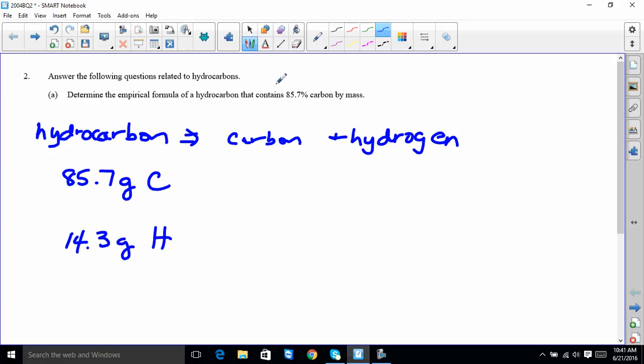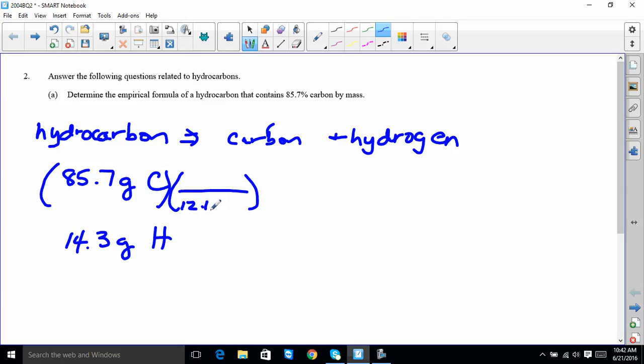The chemical formula does not change based on the sample size. And so when you're doing an empirical formula problem, the reason you can go from percent to grams is that it's independent of sample size. You can assume any size sample you want. The best size sample to assume in a percent problem, because percent means per 100, is 100. The 14.3 comes from this: if it's 85.7% carbon, then it has to be 14.3% hydrogen, because the two percentages have to add up to 100.